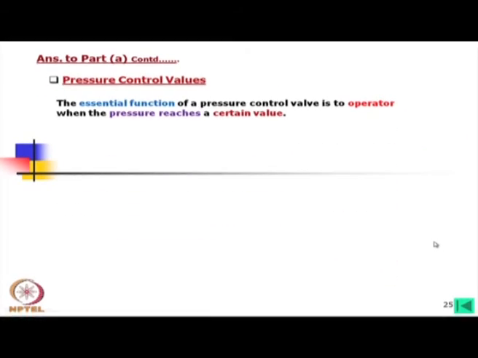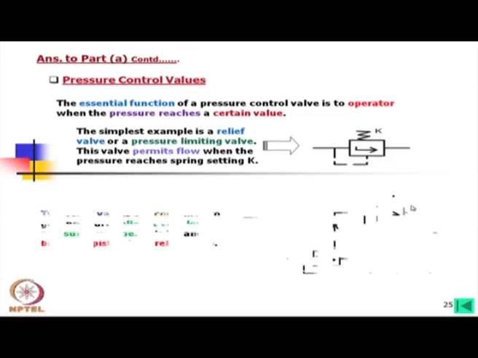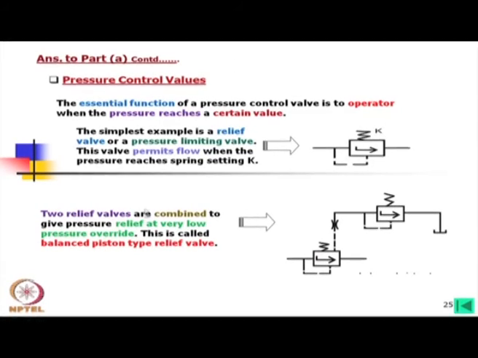Now, pressure control valves. The essential function of a pressure control valve is to operate when the pressure reaches a certain value. The simplest example is a relief valve or a pressure limiting valve. This valve permits flow when the pressure reaches the spring setting K. In a pressure relief valve, two relief valves are combined to give pressure relief at very low pressure override. This is called a balanced piston type relief valve.